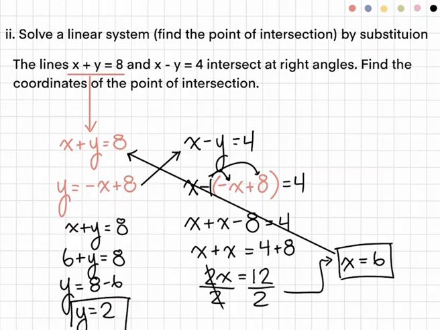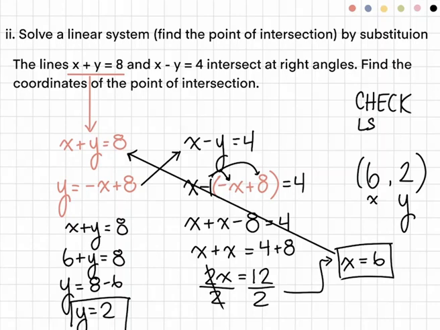So therefore, to answer this question, the point of intersection of these two lines is going to be 6, that's my x value, and 2. And you can always do a check by substituting both values into the original equations, and if you get left side equals right side, then you know you did it correctly.